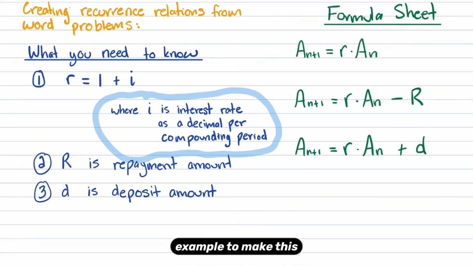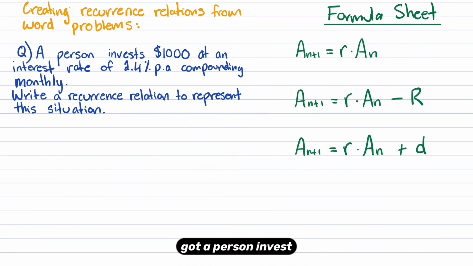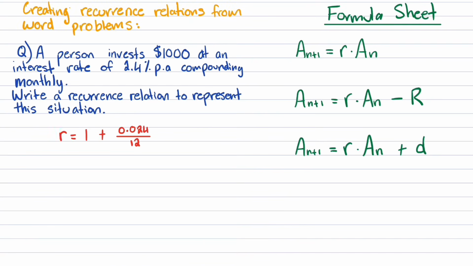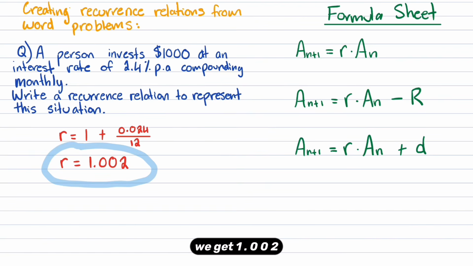Let's go through an example to make this more clear. A person invests $1,000 at an interest rate of 2.4% compounding monthly, and we need to write a recurrence relation to represent this situation. In this case, the interest rate is 2.4%, so I've written 0.024 as a decimal, and I've divided that by the compounding periods, which is 12, because we've got monthly compounding and there's 12 months in a year. If it had said compounding weekly, I would have divided by 52. If it had said compounding quarterly, I would have divided by 4. When we plug that into a calculator, we get 1.002.